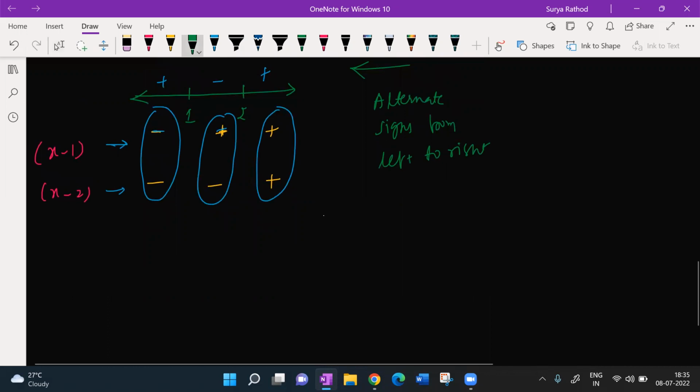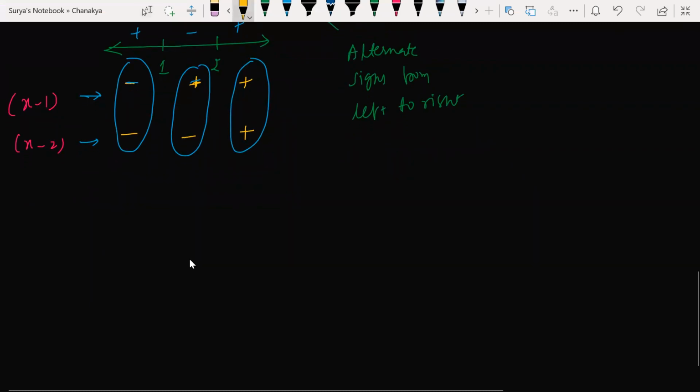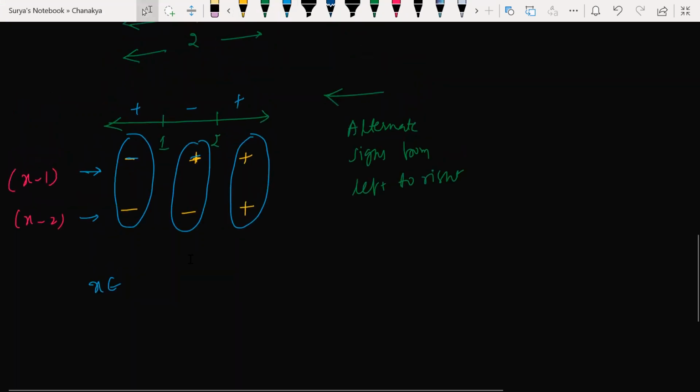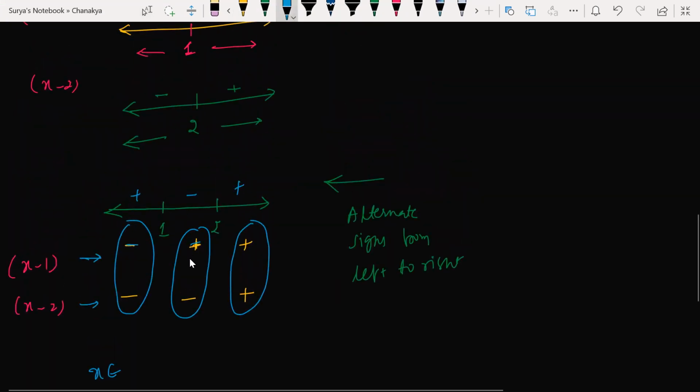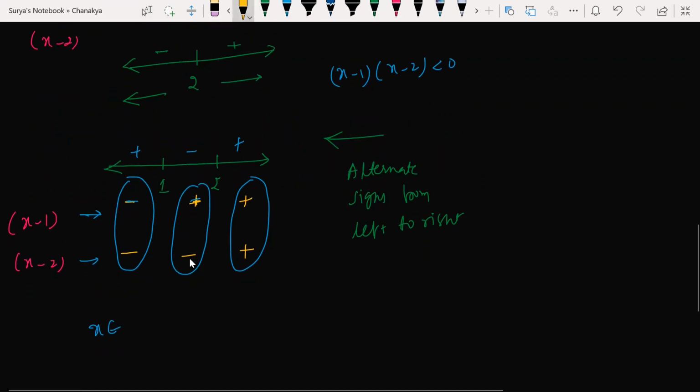Alternate signs from left to right. So what is the final solution we have here? Now x belongs to what? What is my question here? Now we need to write the final solution. x minus 1 into x minus 2 less than 0.